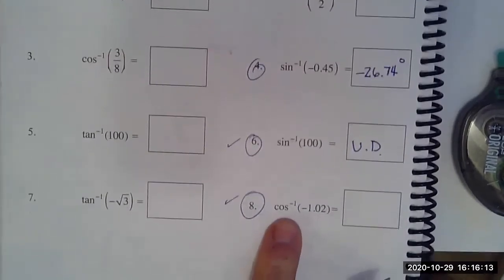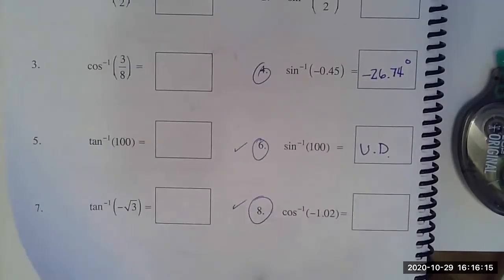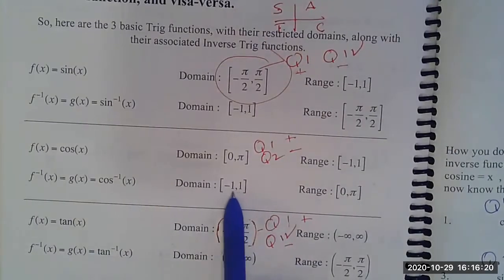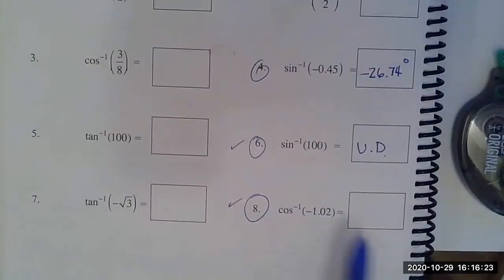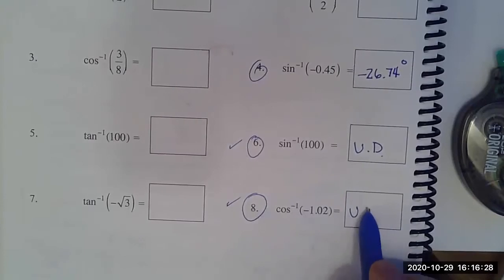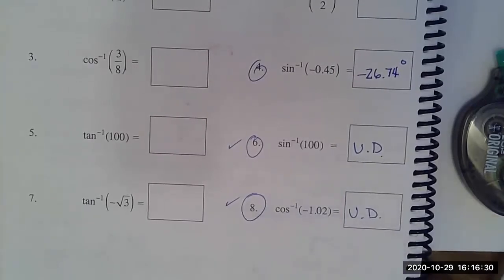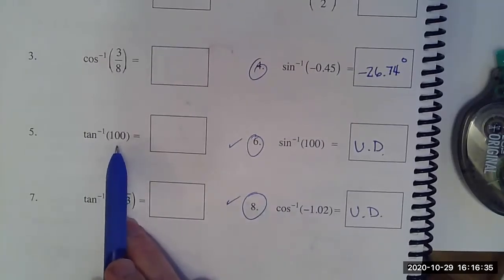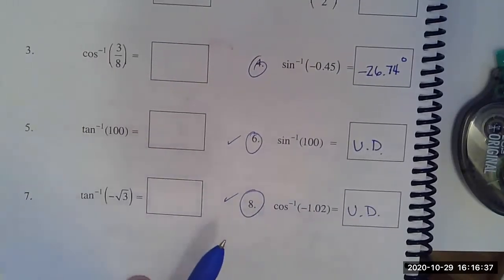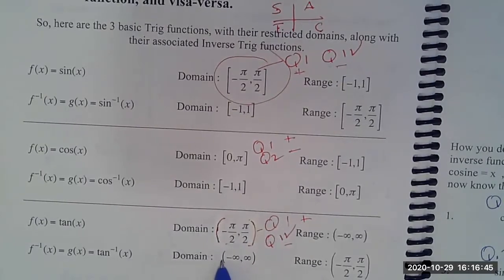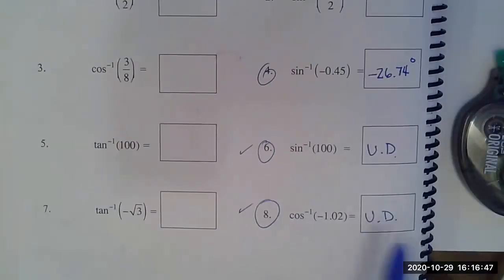Oh, cosine inverse. Okay, what's the domain of a cosine inverse? Same thing, between negative 1 and 1. That's just outside. Undefined. You're a little gun shy now. How about 100, like this one, for tan inverse? What's the domain for tan inverse? Oh, you get everything. So that one's going to be okay. But these two are problems.